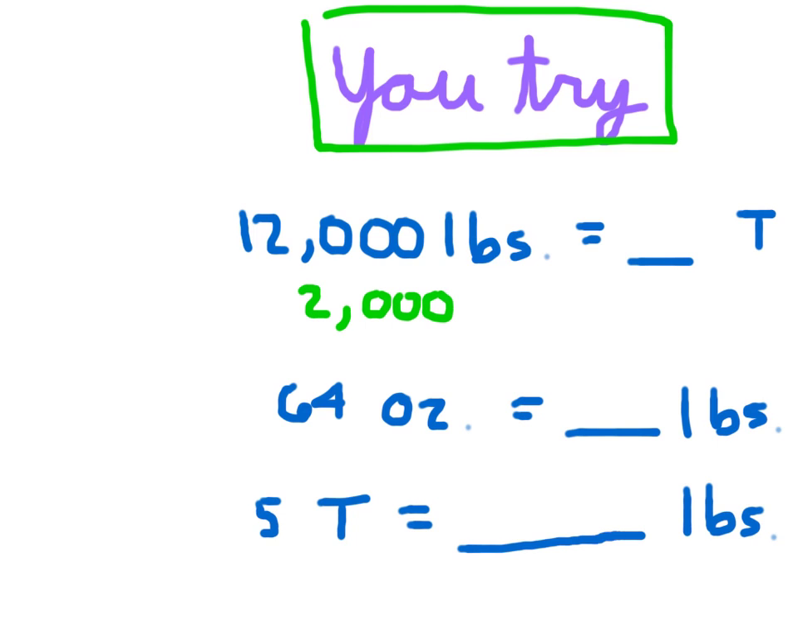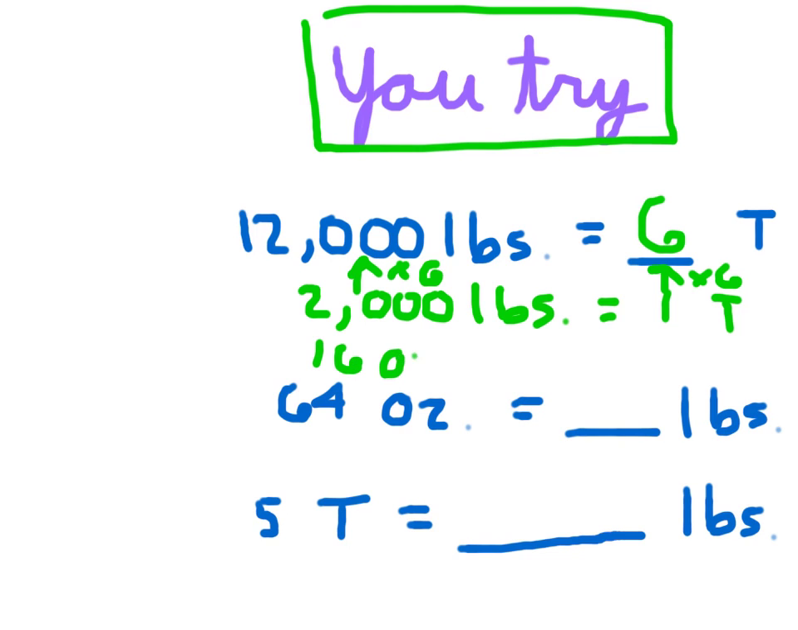For that first problem, you better remember that relationship, that 2,000 pounds equals 1 ton. Knowing that, to get from 2 to 12, you multiply by 6. So 1 times 6 is equal to 6 tons. 64 ounces is how many pounds? 16 ounces is equal to 1 pound. So 16 times 4, so that's 1 times 4, which is 4. 64 ounces equals 4 pounds.